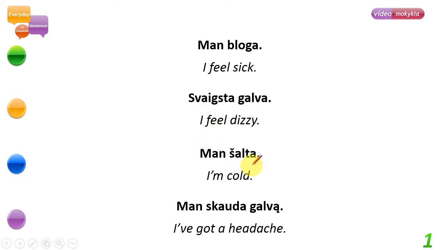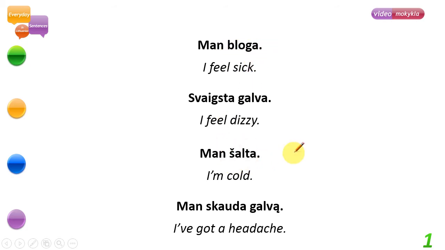Man šalta. I'm cold. No, for me it is cold. Šalta is a neuter adjective, as well as bloga. Blogas, bloga means bad as an adjective, and bloga is a neuter adjective. It is bad, or it is cold.